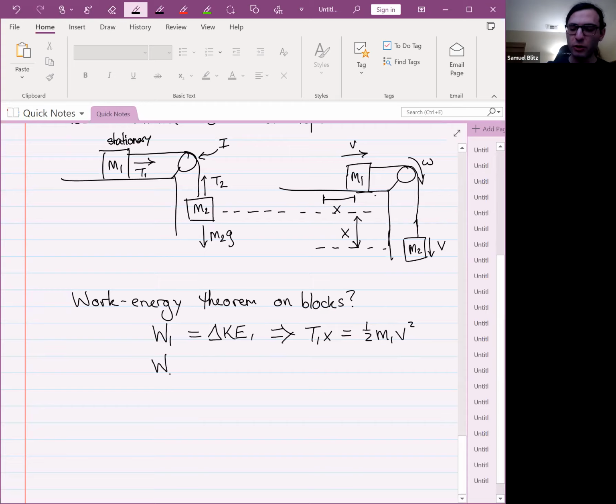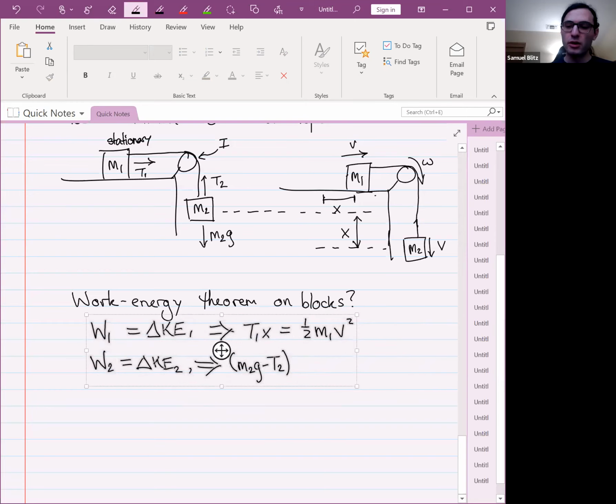We can do the same thing for block 2, but block 2 is a little bit more challenging because there are two forces at play. But again, the net force is constant. So the net force would just be m2g minus T2. By the way, for the sake of this computation, we're treating up as negative and down as positive. That's the coordinate system that we're choosing here. So the work done: the block falls down a distance x. So this force is applied over a distance x, as is the upwards tension force. So the work done is (m2g minus T2) times x.